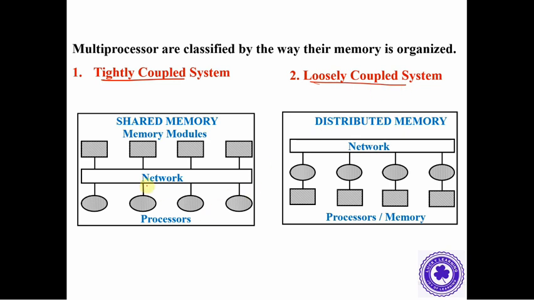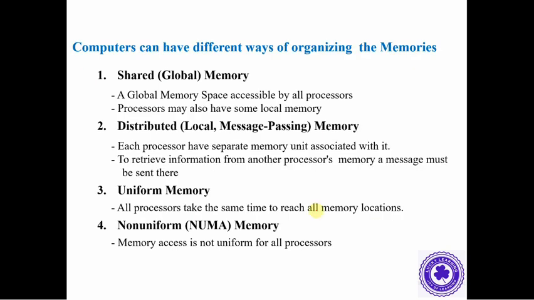This is a block diagram of tightly coupled system and loosely coupled system. In a tightly coupled system, there are multiple processor units, and all the processor units use shared memory modules. In the case of a loosely coupled system, each processor has its own local memory, and all these communicate through a network. These are the block diagrams of tightly coupled system and loosely coupled system.